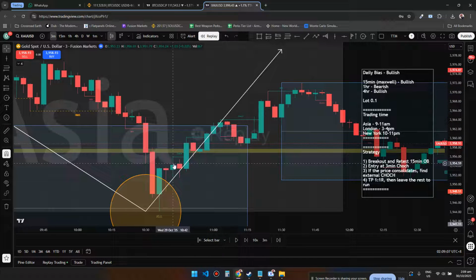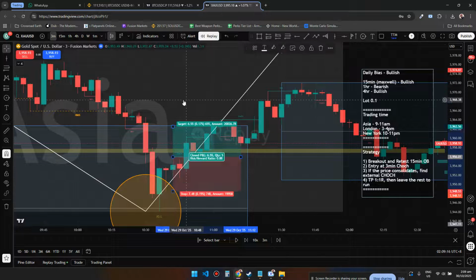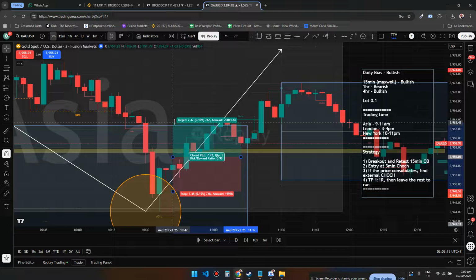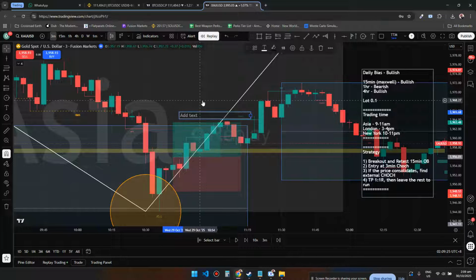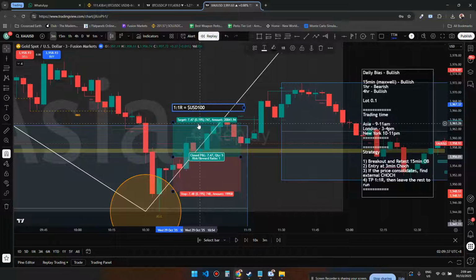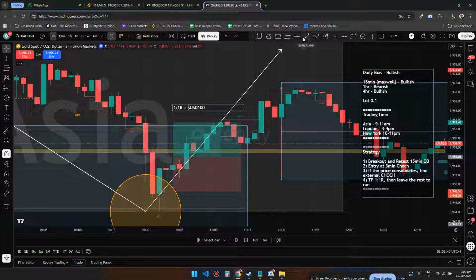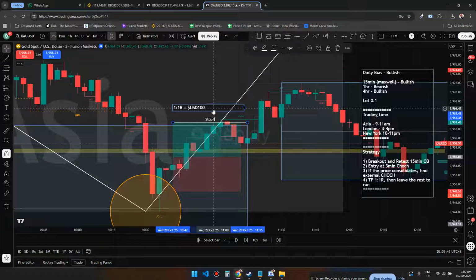And you can see that price actually printed this bullish change of character. So this is how I will make a trade. When I make a trade, I usually take like a 1 to 1 risk reward ratio. So this will actually print me like $100. And when the price reaches this area, basically I will set my stop loss to break even.